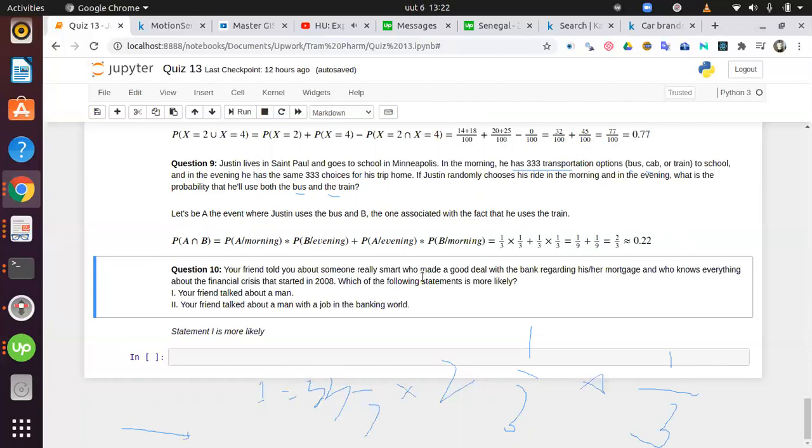For the day they are asking you the combination of morning and evening. He will take a bus in the morning and a train in the evening. Oh, if he uses both bus and train, that means in the morning he can go by bus or train. Yeah. And in the afternoon, he can also go by bus and train, right?